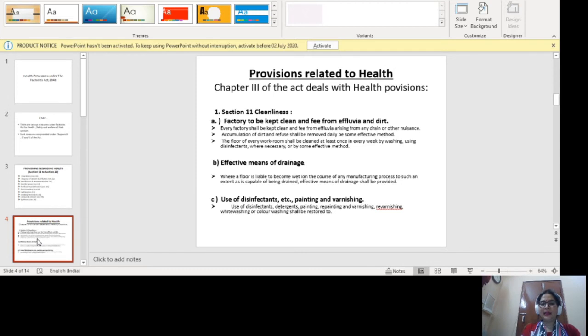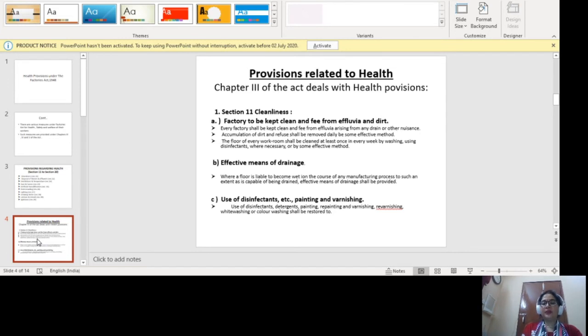According to the provisions for cleanliness, a factory is to be kept clean and free from effluvia and dirt. Every factory should be kept clean and free from effluvia arising from any drain or other nuisance. Accumulation of dirt and refuse shall be removed daily by some effective method. The floor of every room should be cleaned at least once in every week by washing, using disinfectants where necessary, or by some effective methods. Means the factory should be clean and free from any dirt or effluvia.